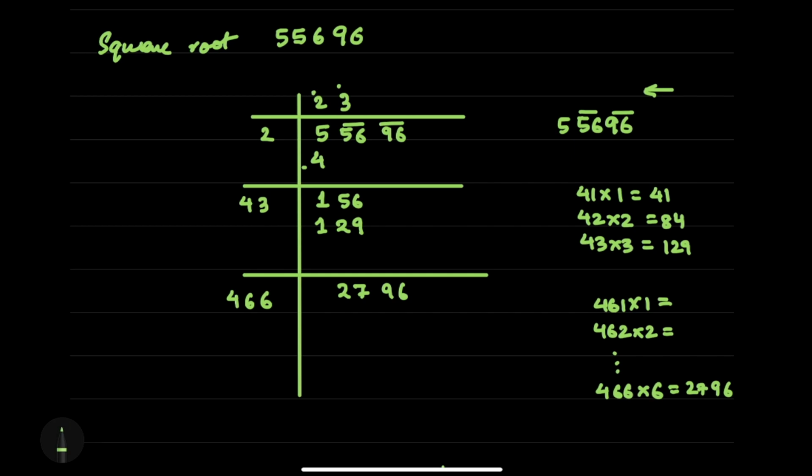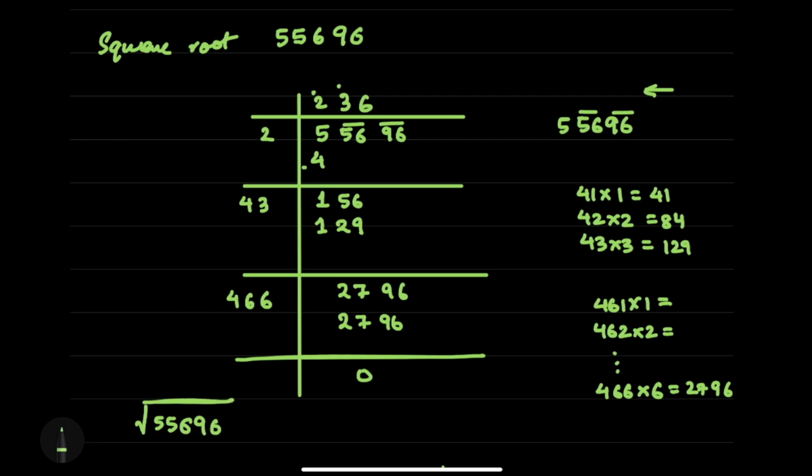So we'll put 6 here and we'll put 6 here. And then we have 2796, and the whole thing comes out to be 0. And therefore, the square root of 55696 is equal to 236. I hope that makes a lot of sense. If not, please do let me know in the comments below.